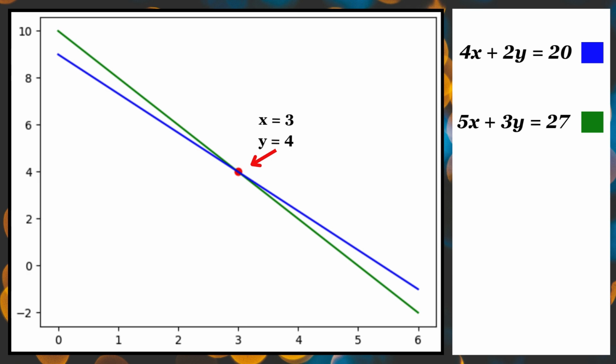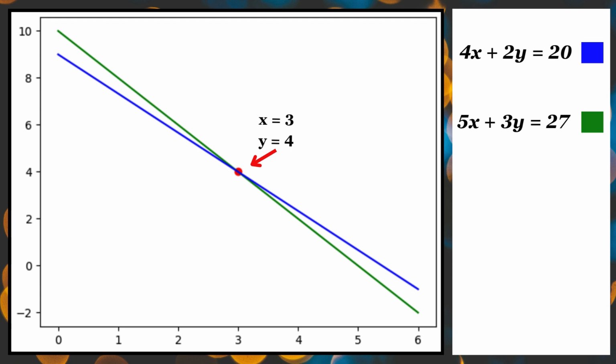4x plus 2y is equal to 20 and 5x plus 3y is equal to 27. A solution for these two equations can be found by using basic algebra. Over here, a solution would mean values of x and y that would satisfy both equations. And for this set of equations, the solution is x is equal to 3 and y is equal to 4.